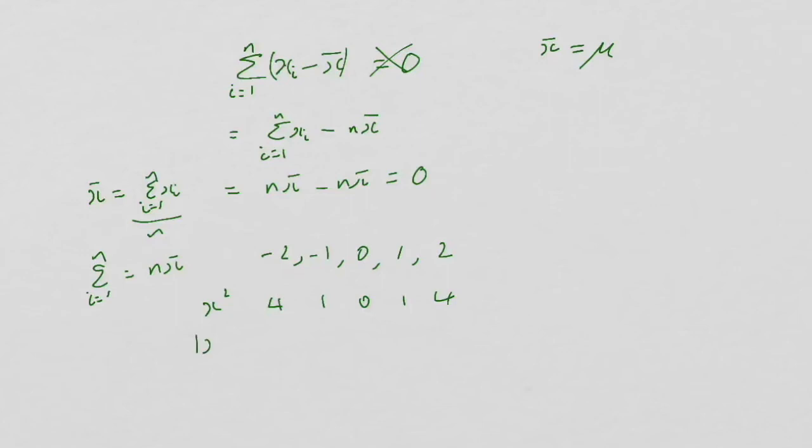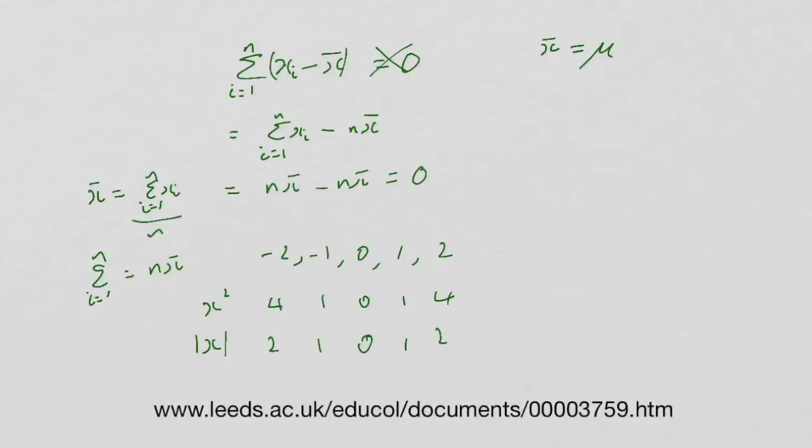But we could take the modulus. So then we'd get 2, 1, 0, 1, 2. And there is an alternative way of measuring spread by using the modulus. There are various mathematical reasons why the usual definition, which is the one you've been taught for the variance and then the standard deviation, is used, but it's quite an interesting history, in fact, and there's an interesting article on it at this website for those of you who have an interest in stats.